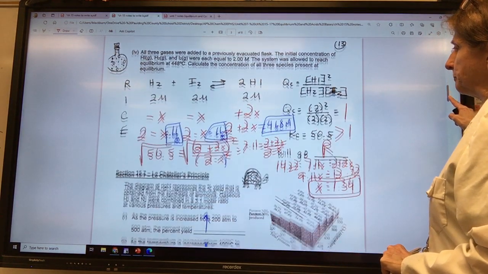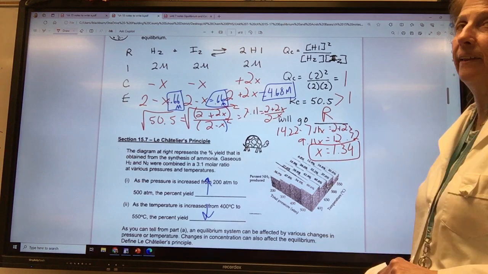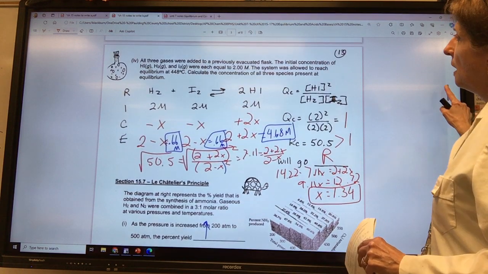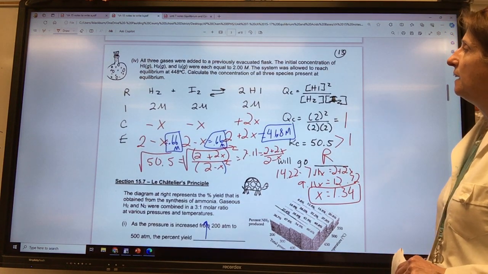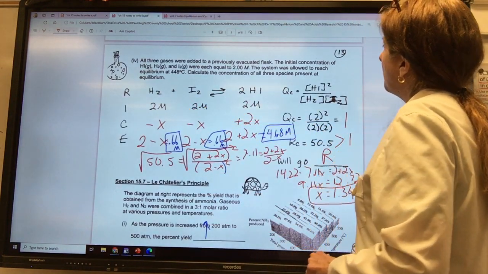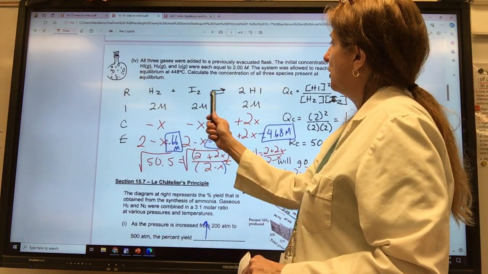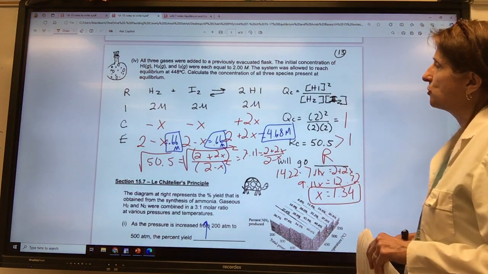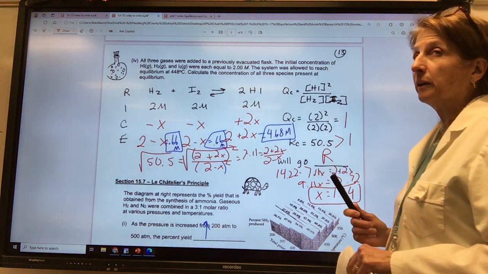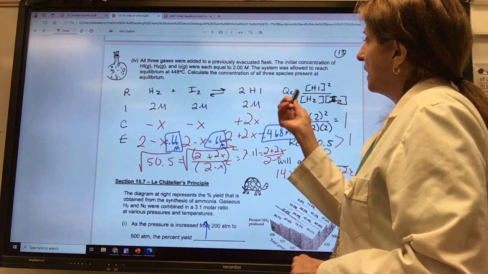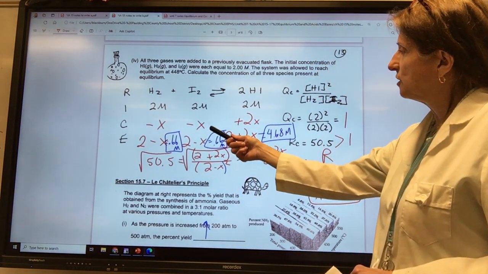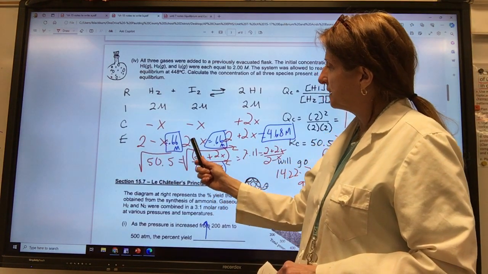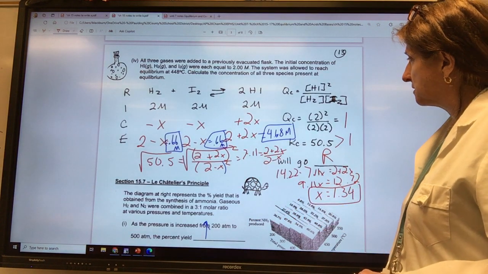Okay, let's look at another one. Let me explain it before you write anything down, because you can see it gets a little crazy here. Okay, so here's another one. All three gases were added to our previously evacuated flask, same equation. The initial concentrations were each 2. The system was allowed to reach equilibrium. What is the concentration of each one present at equilibrium? So we know they started off at 2. These are going to change minus x. That one's going to change by plus 2x. We add them up. 2 minus x, 2 minus x, 2 plus 2x, okay?